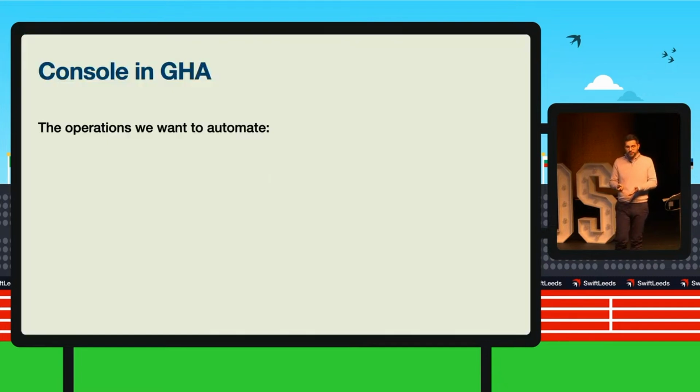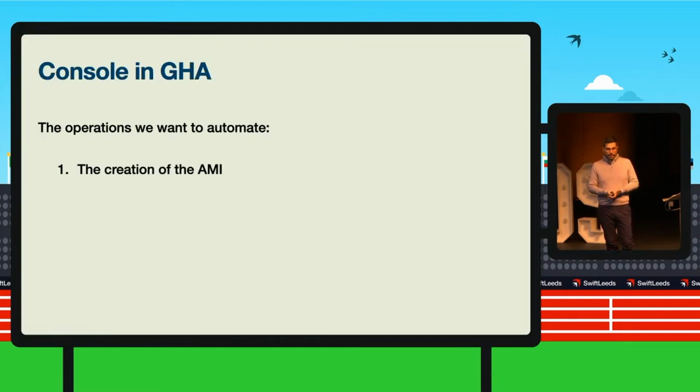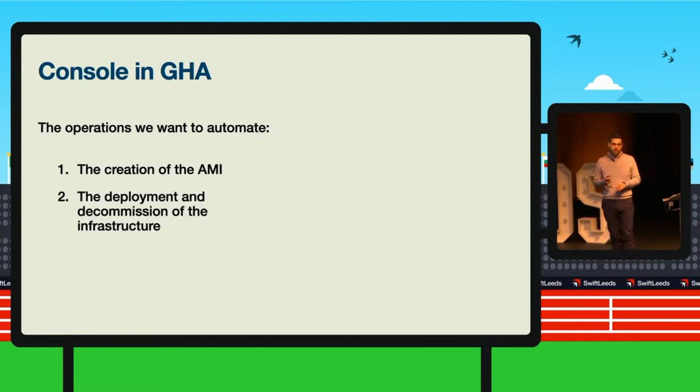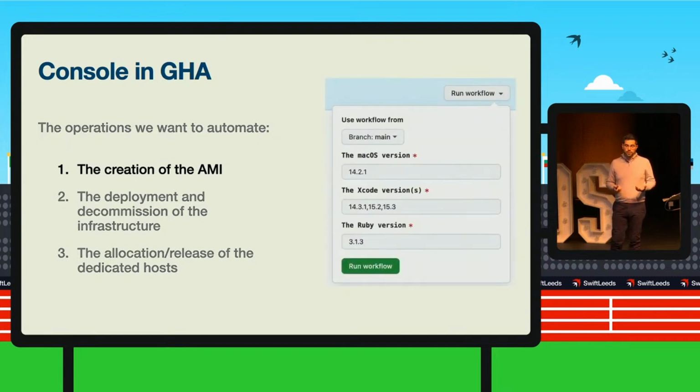So you can create pipelines in GitHub Actions for the things that you want to automate. And in this case, there are 3, right? The first one is the creation of the AMI. Second one is the deployment and the decommission of the infrastructure. And the third one is the allocation and the release of the dedicated host. So for the first one, you can map the configuration of Packer into a workflow like that. The variables that we've seen before become inputs in GitHub Actions. So you can specify the macOS version, Xcode, or Ruby, or whatever else.